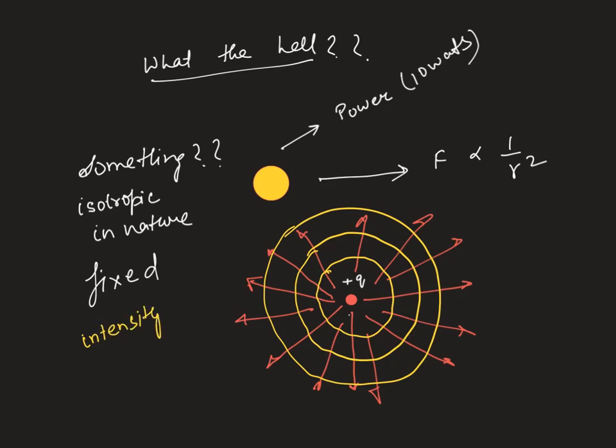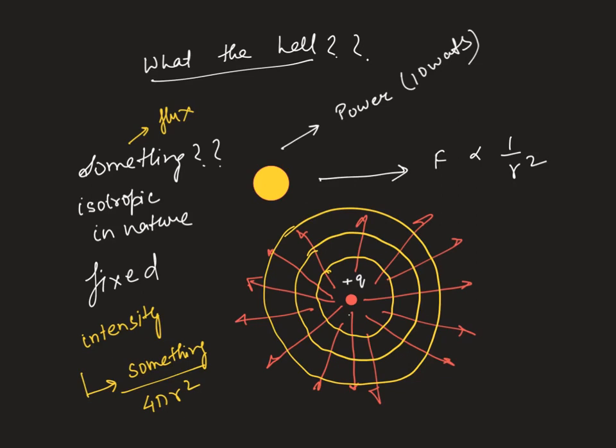Now what is this intensity going to be? That intensity is going to be something, this is a funny word here, something divided by area, and since it is isotropic in nature, the area is going to be 4 pi r squared. So the intensity is going to be something divided by 4 pi r squared. And what do we call that something? We call that something flux.